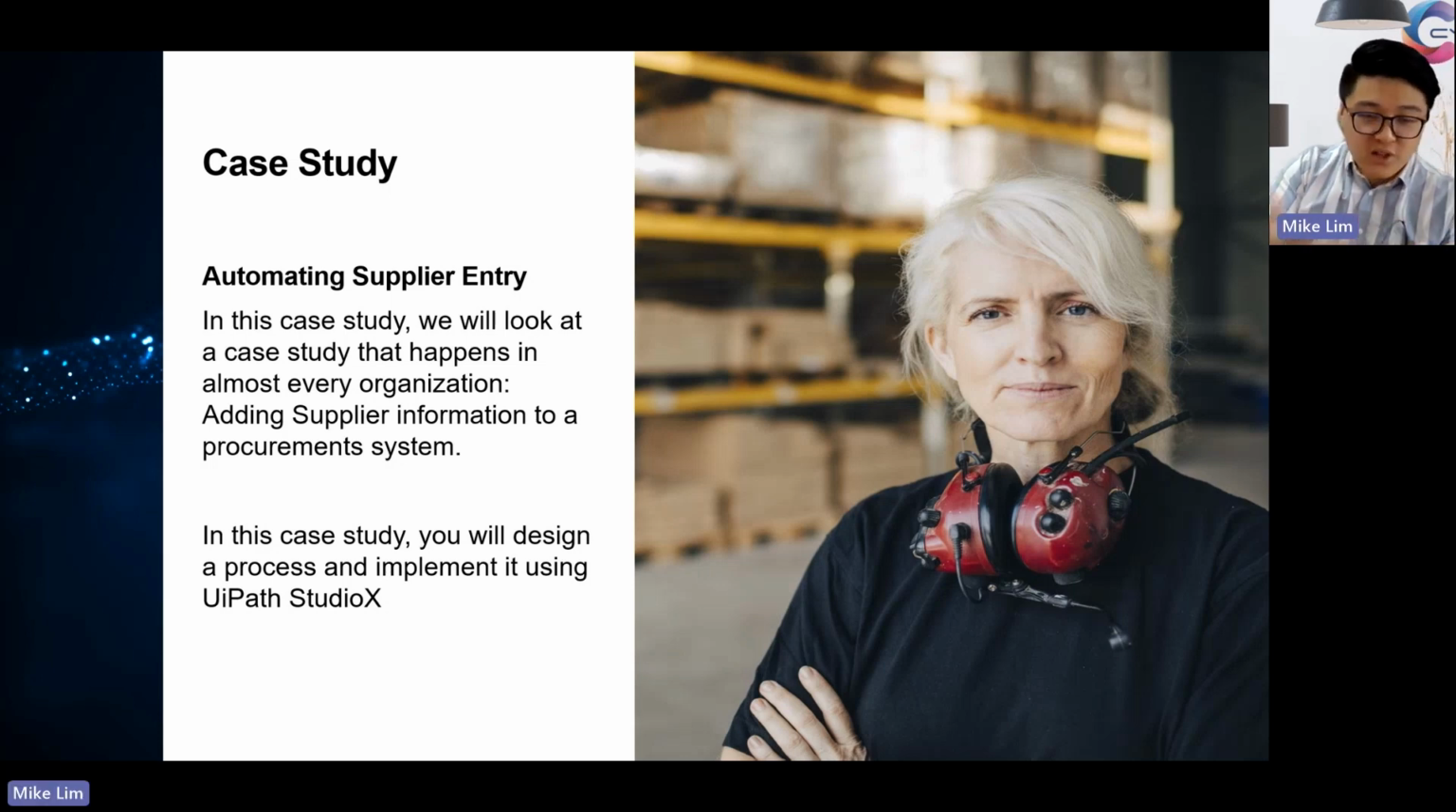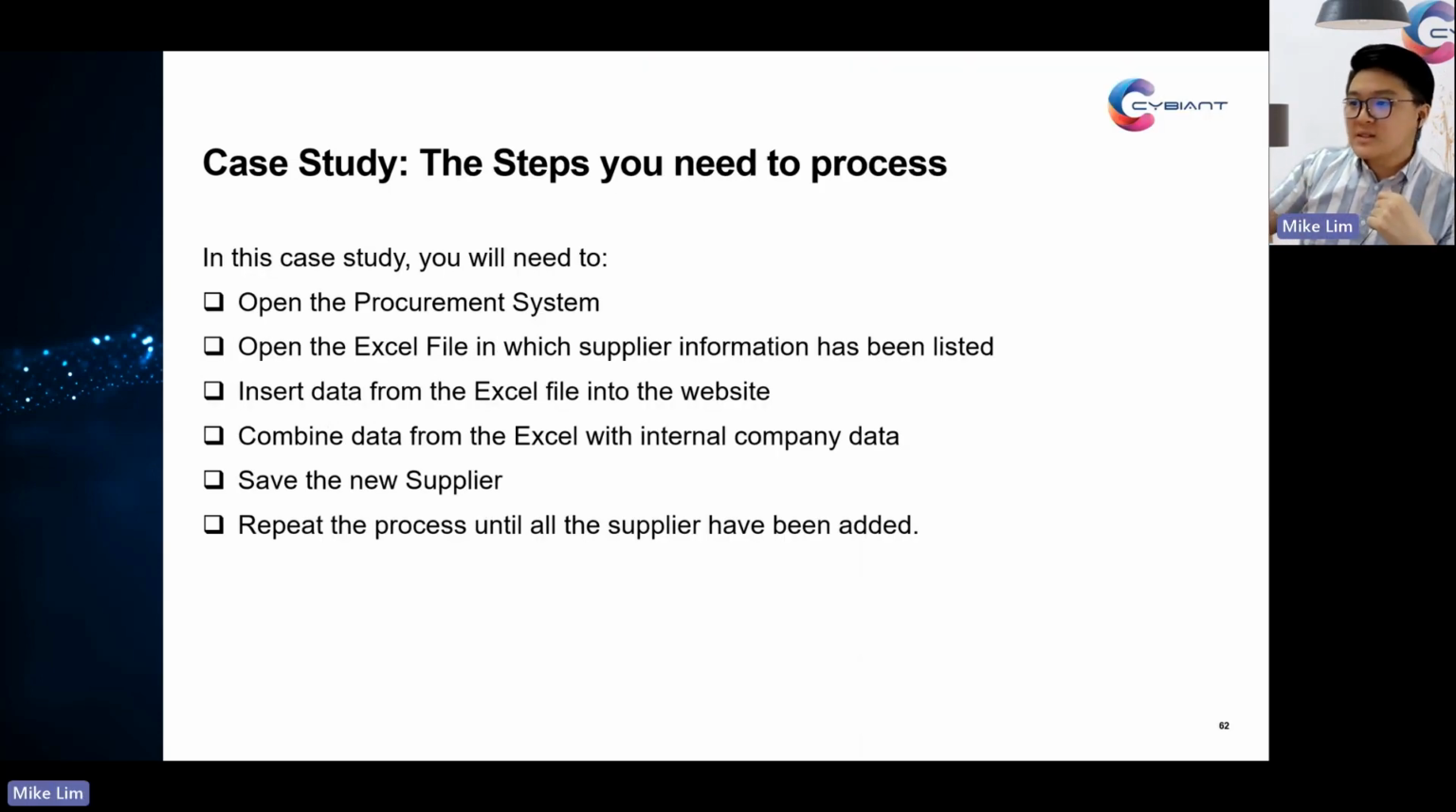In the traditional way, the procurement executive needs to do all these steps manually, which means the data that comes to her or him daily, he needs to manually copy and paste into the procurement system. The steps they need to do are to open up the procurement system, then open up the Excel file which has the supplier information, and then insert the data from the Excel file into the website.